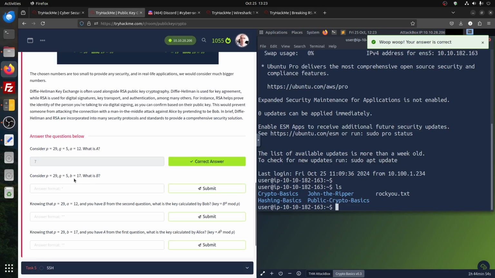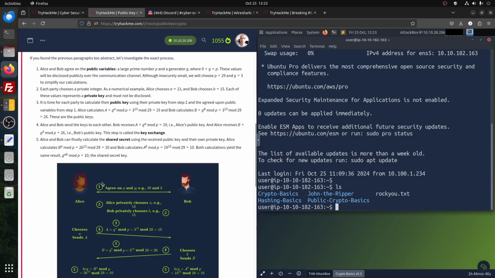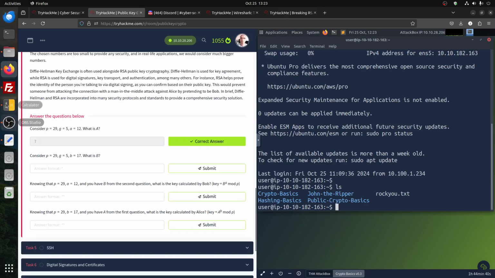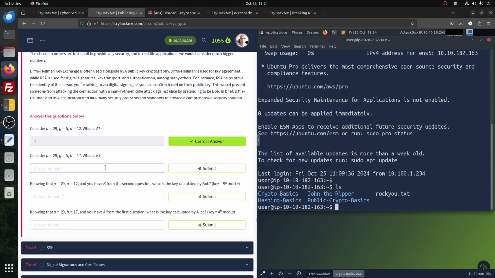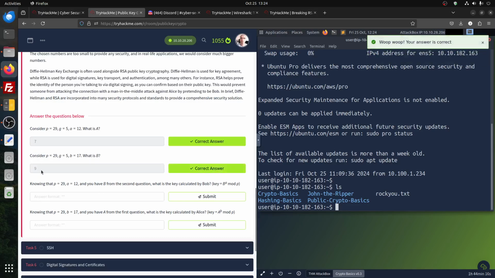Then it gives us the same numbers. So what is B? We have P and G and b. What is B? I think it's the same thing, if I'm not mistaken. Yeah, the same thing. So G is 5, power to 17, and then modulo 29, so we get 9. So both of them calculate this: one calculates 7, one calculates 9.